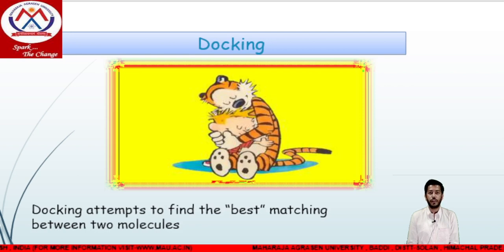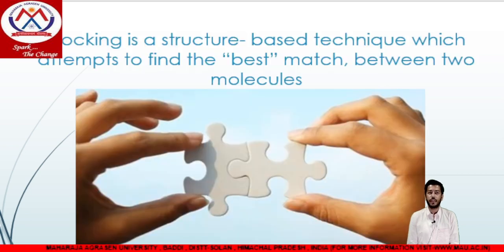So, we are going to discuss what docking is. Docking is an attempt to find the best match between two molecules. The first is known as your ligand, and the second one is your receptor. Docking is a structure-based technique which attempts to find the best match between the two molecules. As I said earlier, one molecule is your ligand molecule, that is your drug molecule, the discovered drug molecule, and the second one is your receptor, which is a protein binding site. And the docking, the best match, is the induced fit, where they take the best matching molecules.